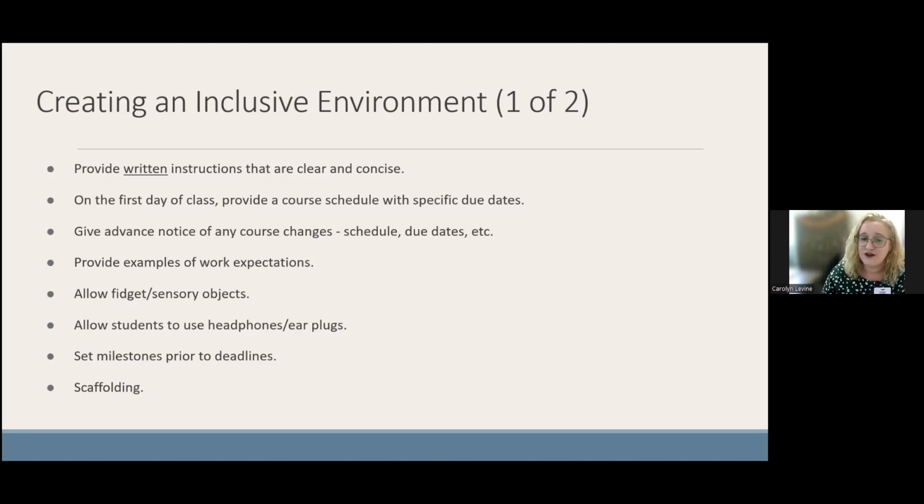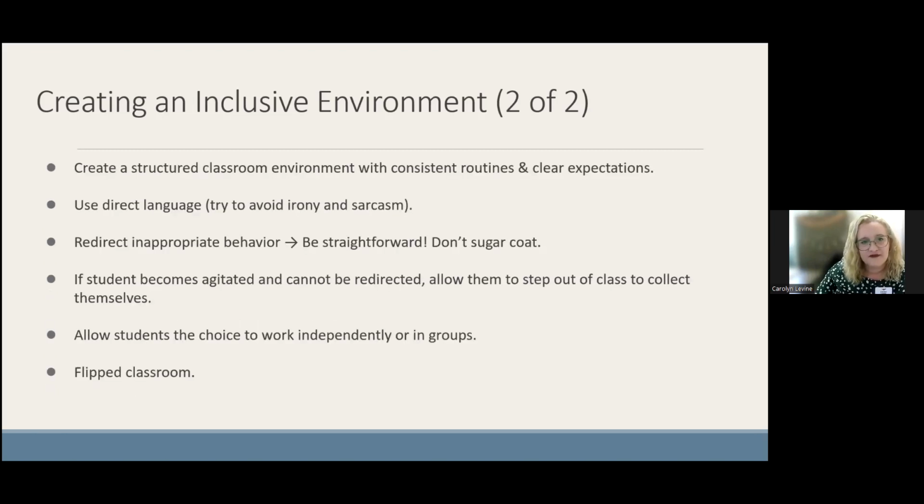Setting milestones prior to deadlines is also helpful. Students on the spectrum have a hard time asking for help or asking for feedback. A lot of times they just won't think to ask for feedback. So it's helpful if you have those milestones that force them to check in with you and make sure they're on the right track and not completely off course. Scaffolding is really helpful.